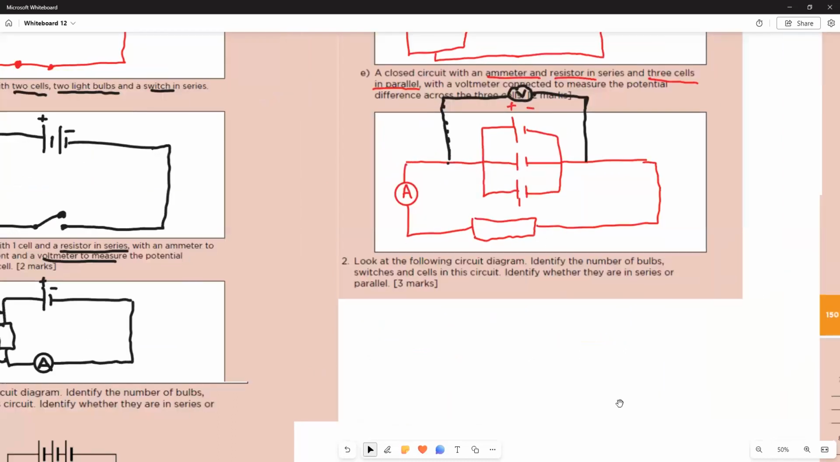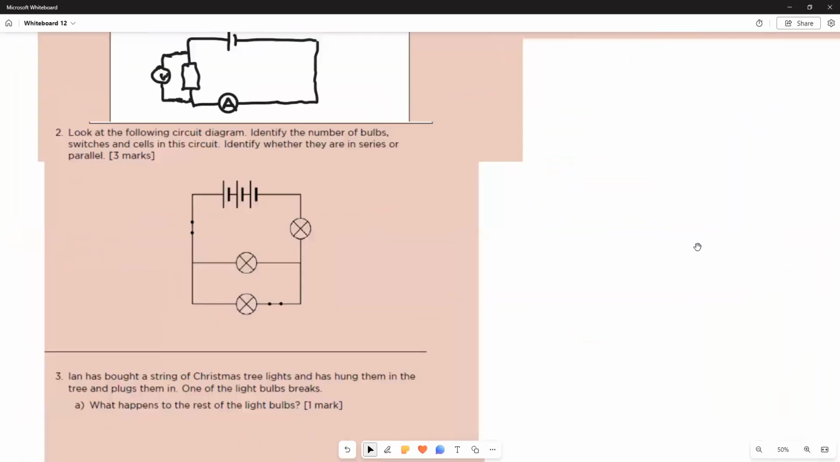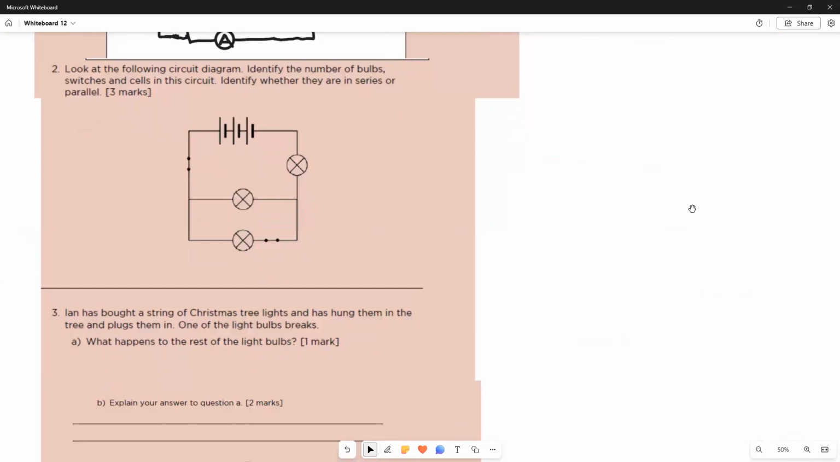Now we're going to go to number 2. Let's see what number 2 wants, right? So question 2, they say, look at the following circuit diagrams and identify the number of bulbs, switches, and cells in this circuit. Identify whether they are in series or parallel. Okay, so now let's answer these questions.